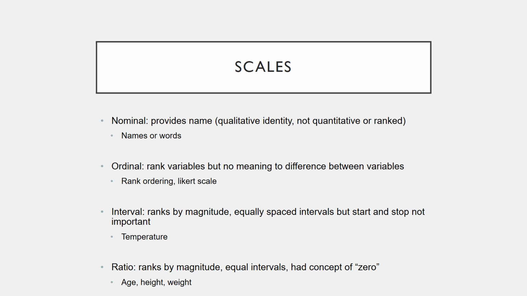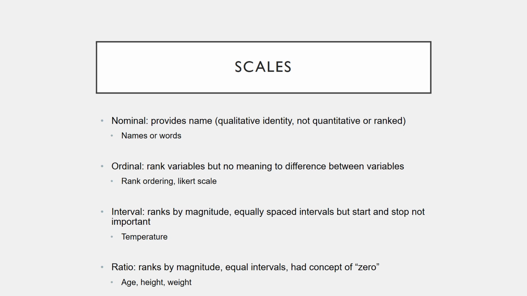So there are nominal scales, which are just qualitative and provide identity. These are like a list of names or a list of words, gender identities, those kinds of things. These don't necessarily have any kind of relationship to each other. They're just meant to identify.